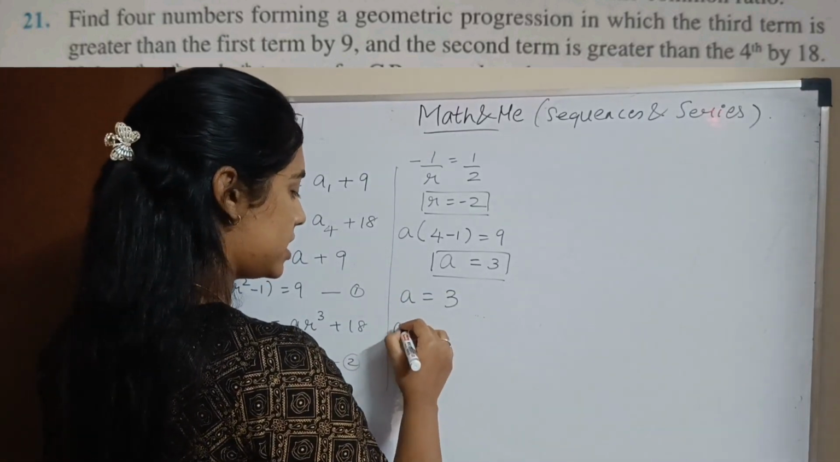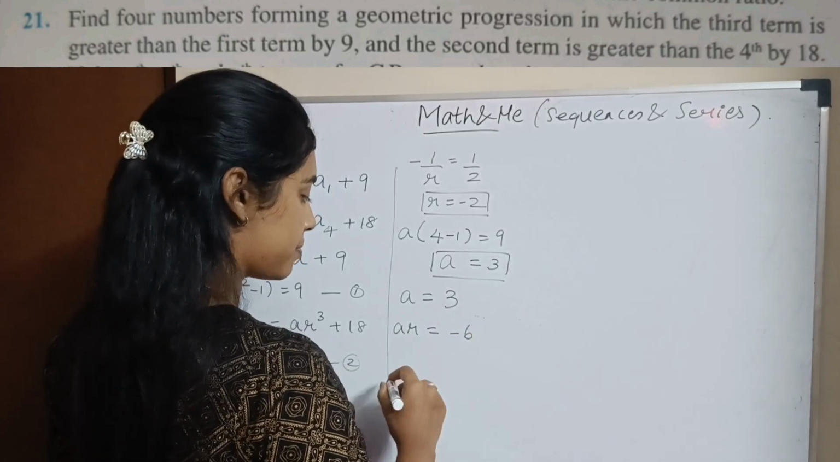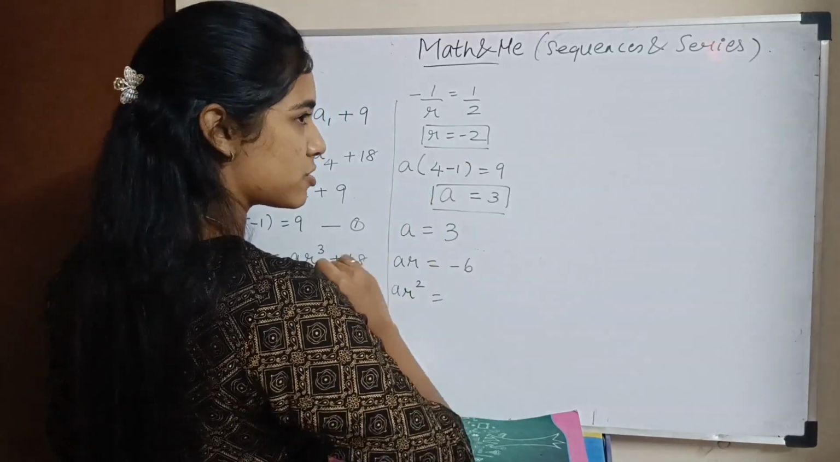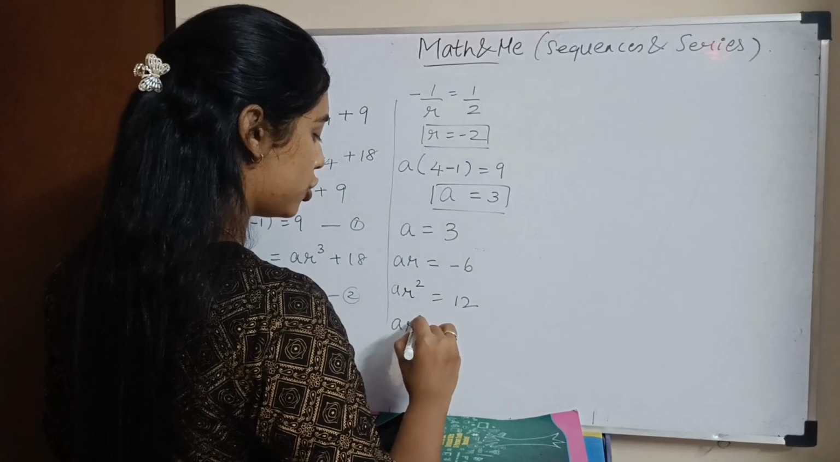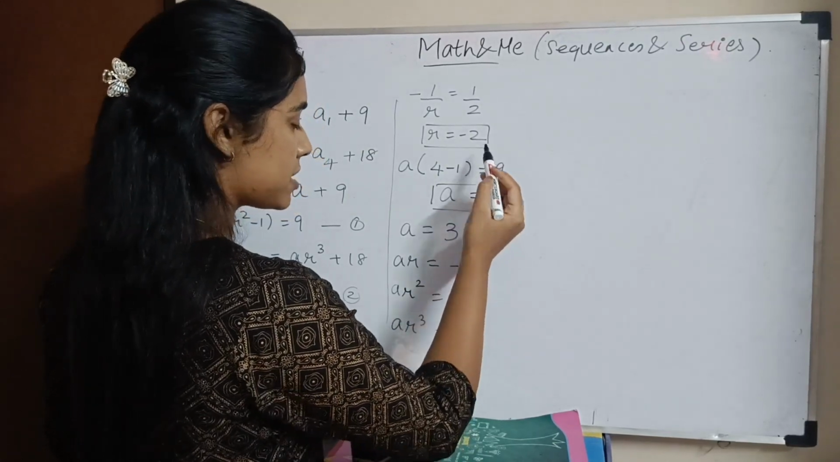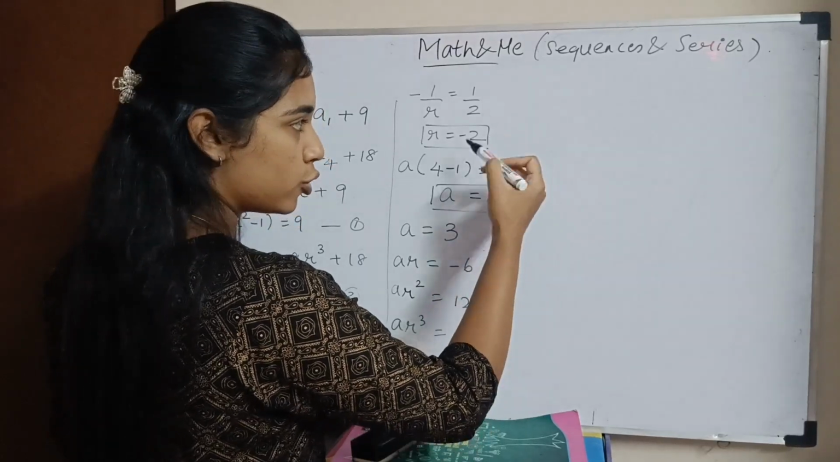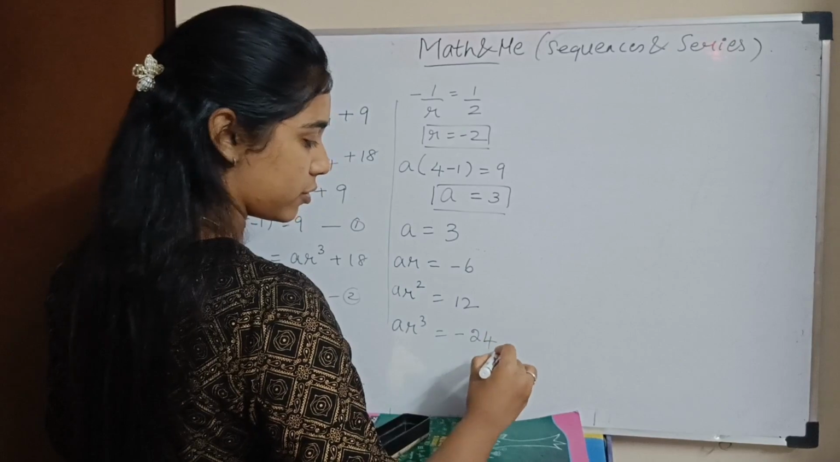a equals 3. Second term is aR, which is 3 times minus 2, minus 6. aR square, which is 3 times (minus 2) the whole square, 3 times 4, 12. aR cube is 3 times (minus 2) the whole cube. Minus into minus into minus is minus. 2 cube is 8. 8 times 3, 24. So minus 24. Okay.